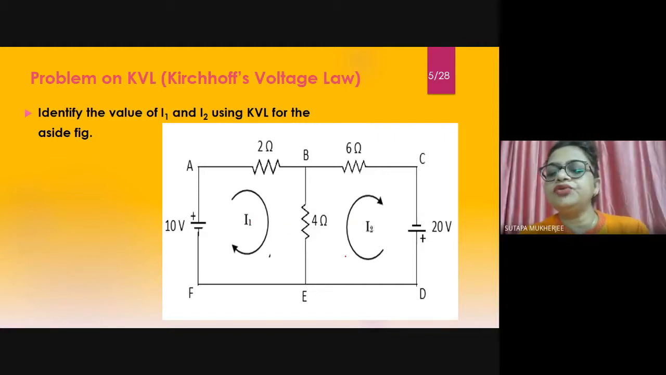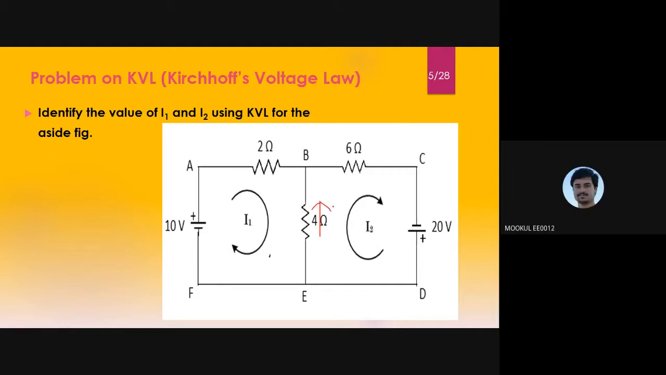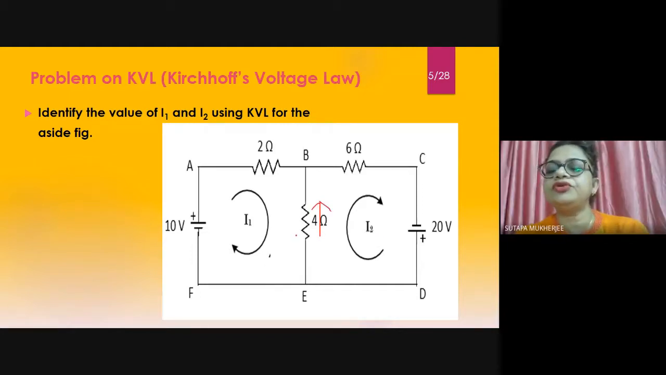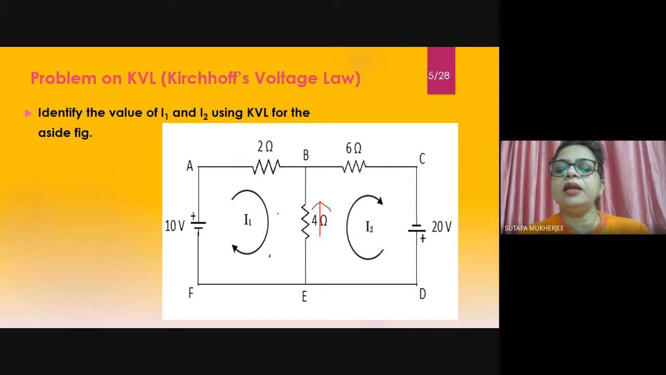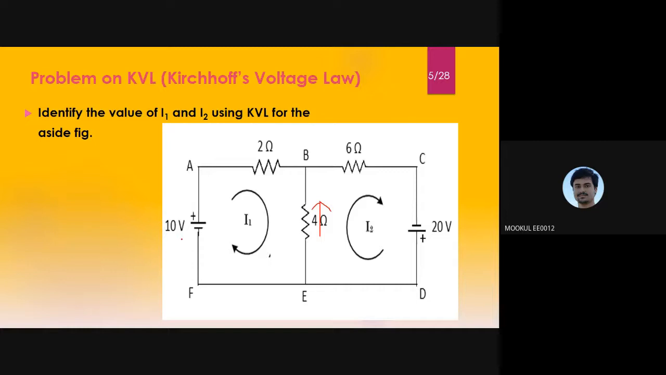And due to I2, the direction is different. So the drop for the contribution of I2 will be minus 4I2. So what will be the equation? 2I1 plus 4 into (I1 minus I2) is equal to 10. Am I correct? Write out the equation.